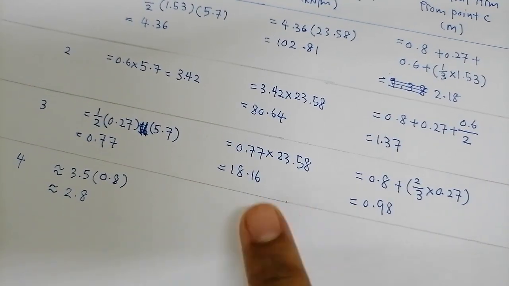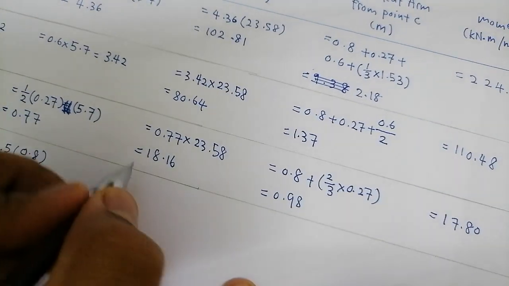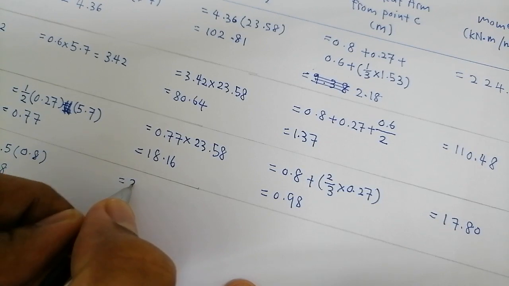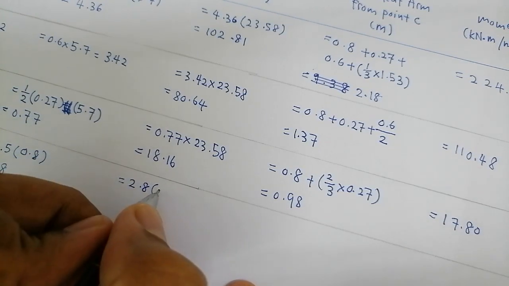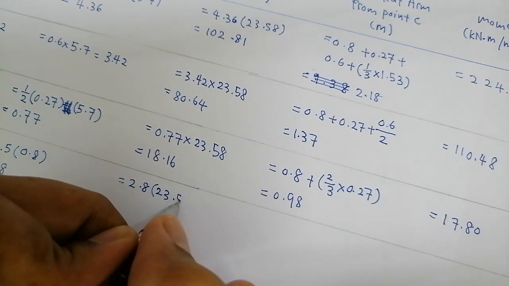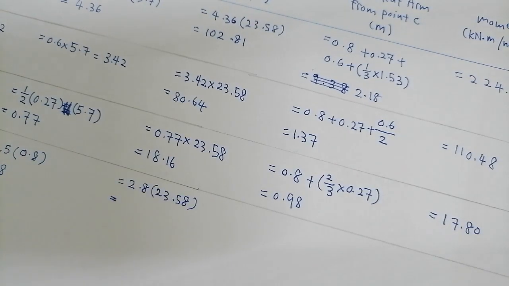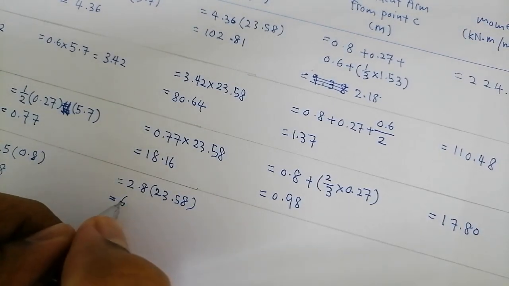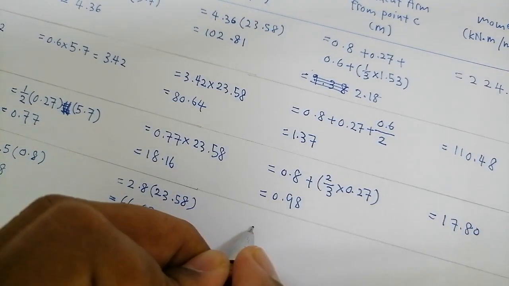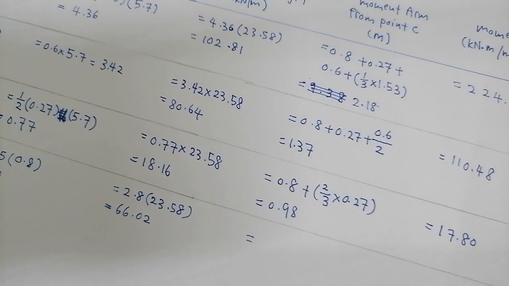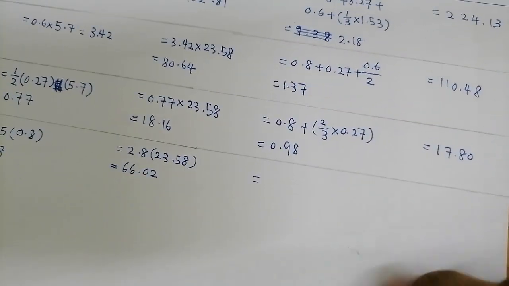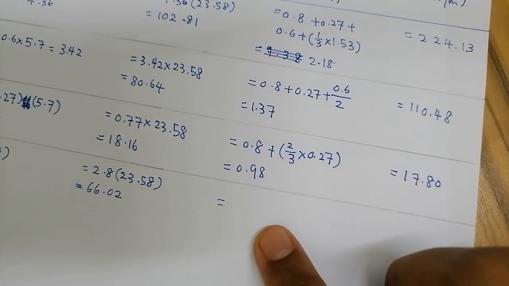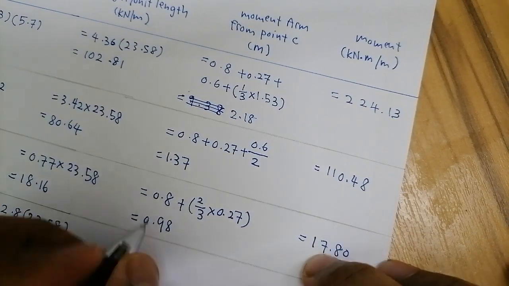So column 3, you have to calculate the weight. Very easy. This equals 2.8. Unit weight of concrete is 23.58. So this is 66.02. And this is very simple.